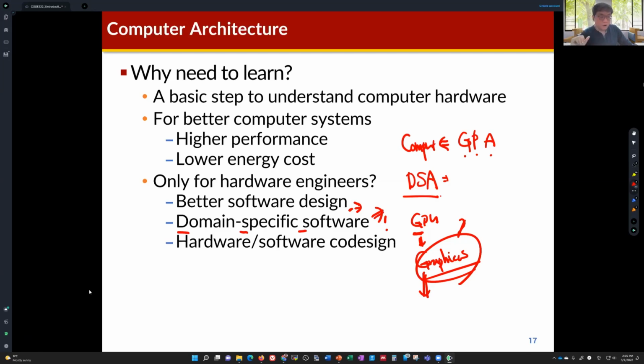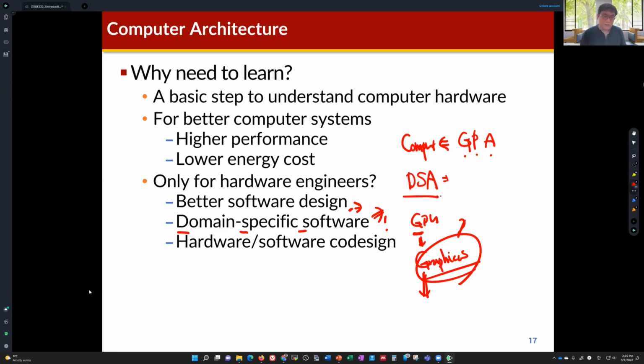Why are GPUs used for these types of applications? We need to run our machine learning applications very fast. If these applications are run on CPUs, it will be very, very slow, and nobody wants slow computer systems. So these applications are run on GPUs, which are domain-specific processors.